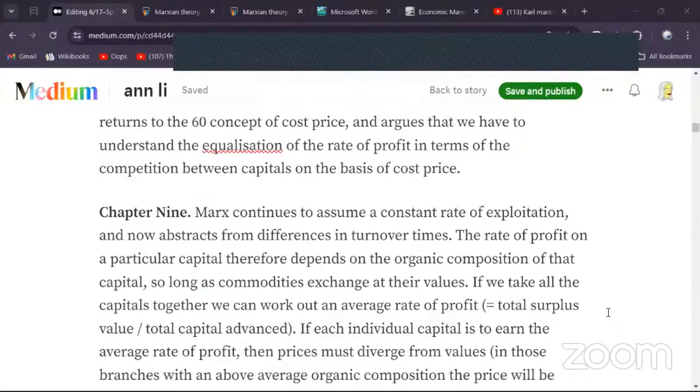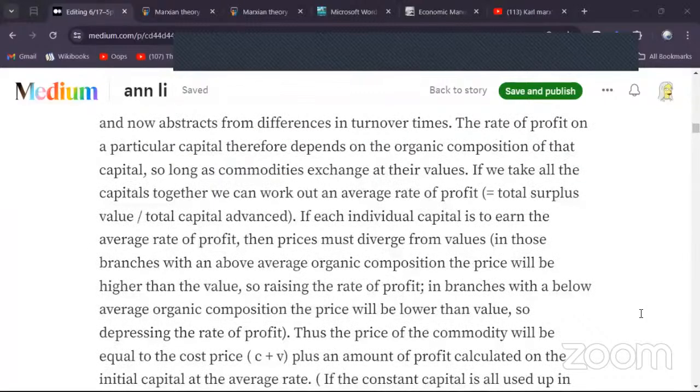If we take all the capitals together, we can work out an average rate of profit, that is, the total surplus value over total capital advanced. So Marx is trying to get to a point where, as I was saying, now that we have computers, we could actually calculate this. In the 19th century, it's going to be hard. If each individual capital is to earn the average rate of profit, then prices must diverge from values. That is, where price is not the same as value.